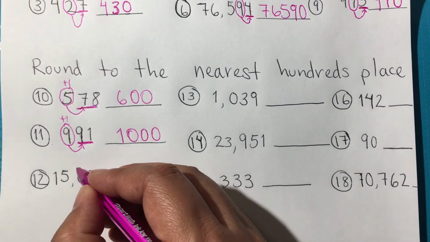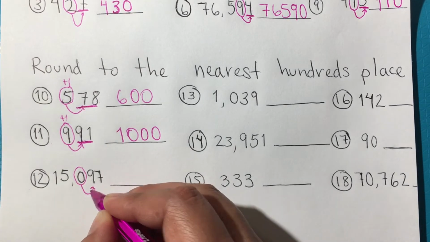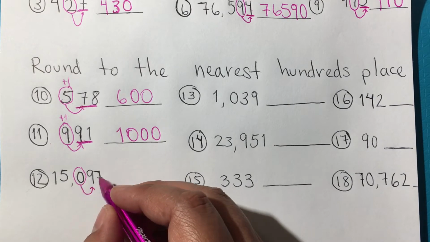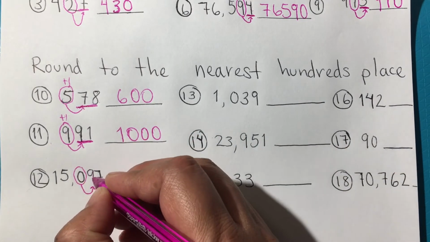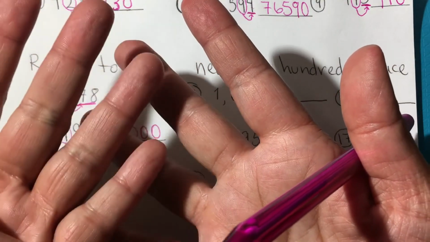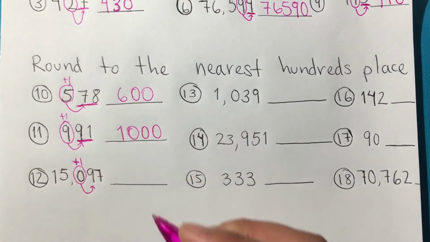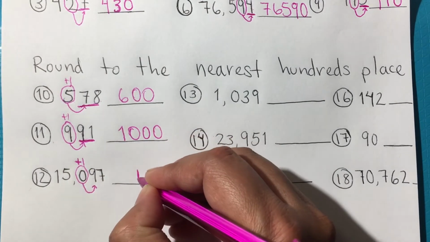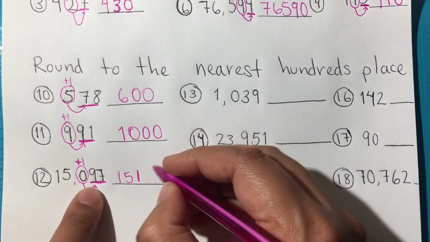Ones, tens, hundreds. Is a 0. Will it be one more? An additional 100? Well, 97 makes sense that it's going to go to the next 100, right? So in here, this is 5 or more. 5 or more will add 1 in here, in the one that we circled. 0 plus 1 is a 1. This stays the same, and to the right becomes 0.